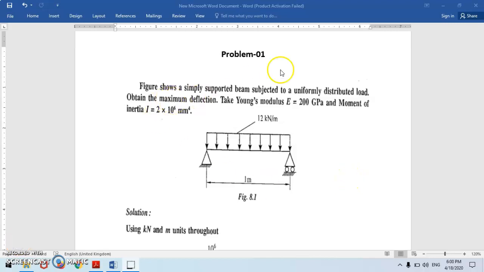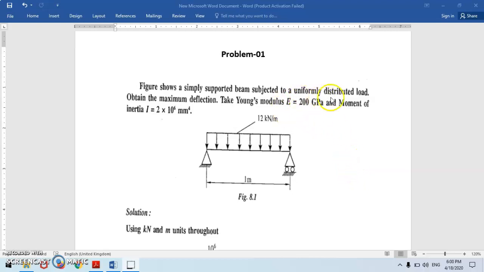Hi everyone. So now we will be going through problem number 1 on beam element. The problem says that there is a simply supported beam. Simply supported beam means one end will be a hinged support, another end will be a roller support. So this will be a simply supported beam.